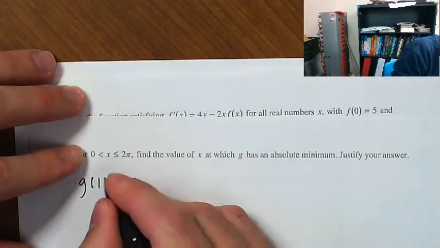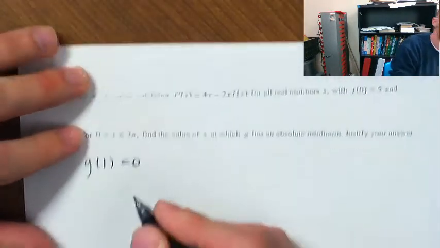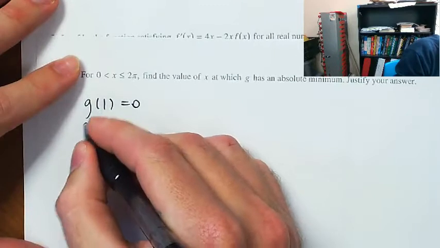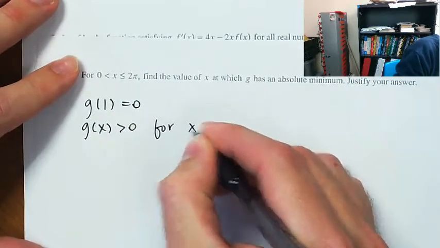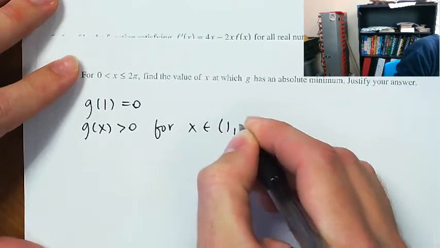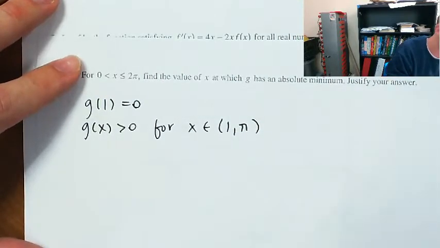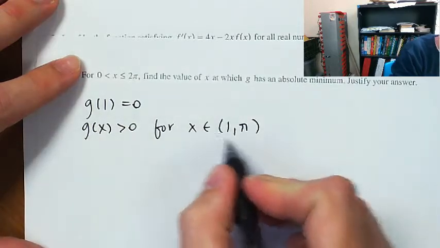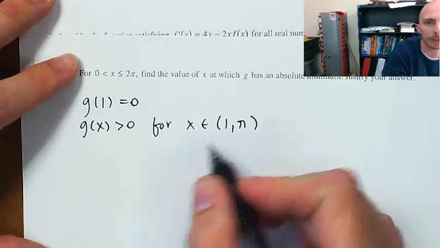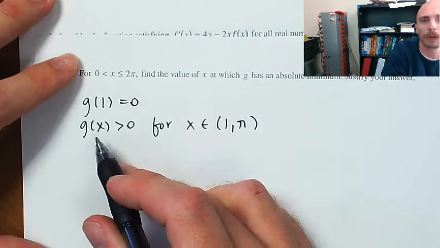Okay, so g of 1 equals 0. G of x is greater than 0 for x between 1 and pi. Okay. G of pi is positive, but that's going to be a relative maximum.